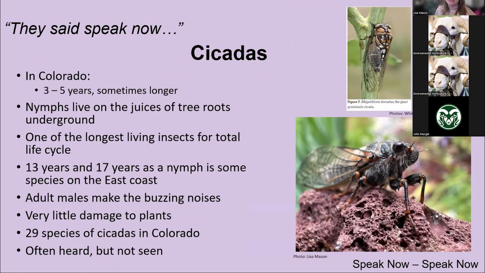All right, cicadas, speak now. This is a big one because we happen to be in the year where 17-year cicadas and 13-year cicadas are emerging in the eastern half of the United States. If you go to, I believe it's Illinois and maybe Indiana, there's actually a little bit of overlap. So you'll have both 13-year and 17-year cicadas. They should be emerging anytime now.